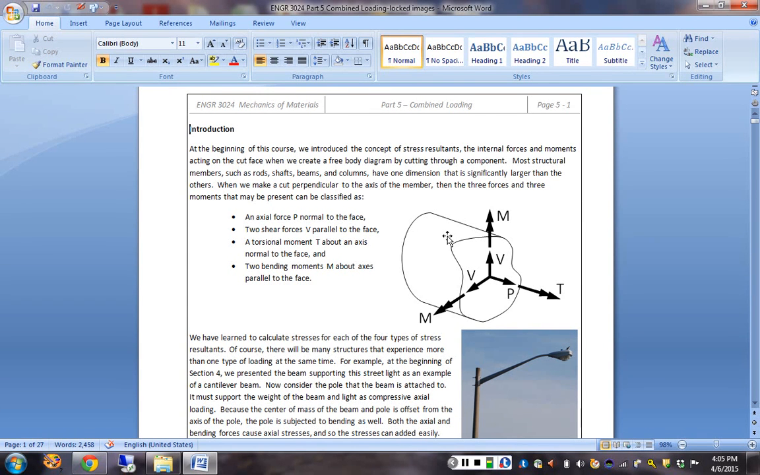In three-dimensional space, we've often simplified things to one of these internal reactions at a time. But really, when you slice a three-dimensional structure, you can have up to 6 reactions concurrent at the same place. You've got 3 linear forces. We've called the normal one P, and 2 shears, a shear up and down, and a shear front to back. And then you've got 3 moments as well.